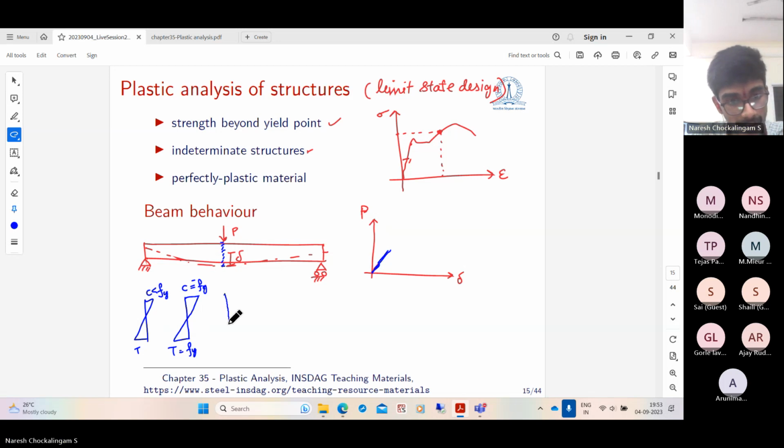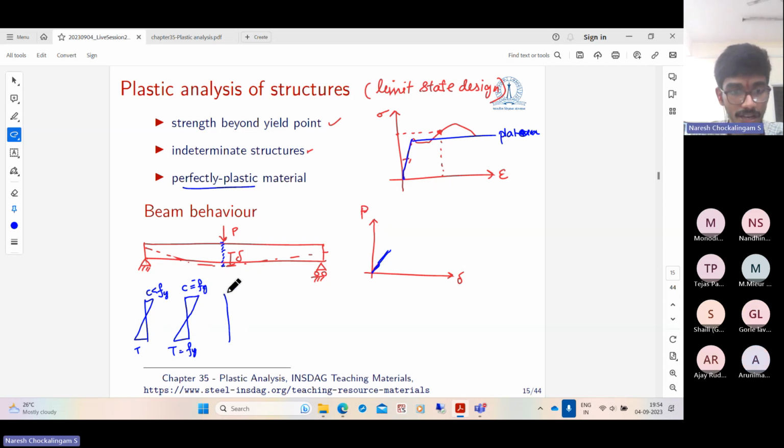Beyond that, the stress cannot exceed. So ideally, this is the real material response. When we idealize it as a perfectly plastic material, there is no hardening. So there is an elastic region followed by a flat region, which is the plateau region. When you idealize it as a perfectly elastic, perfectly plastic material, the stress here cannot exceed Fy. But you're increasing the load, right?